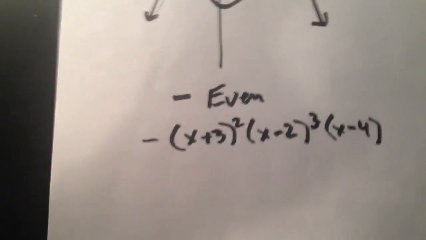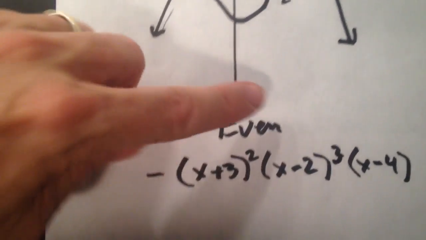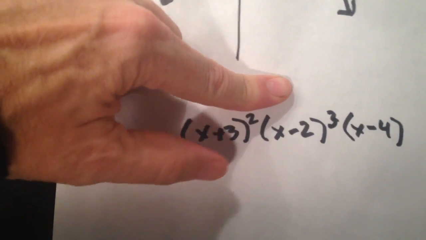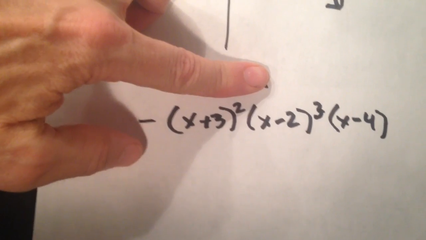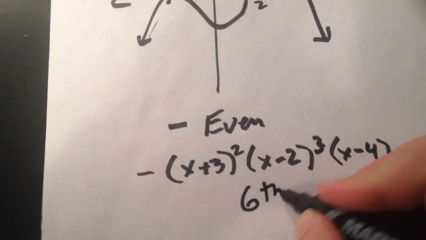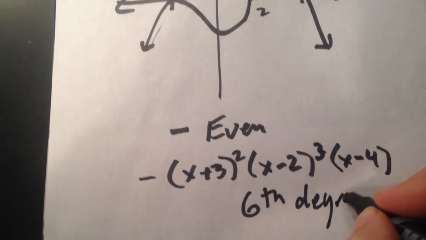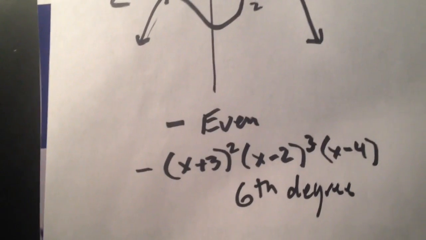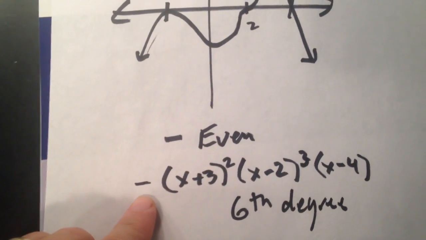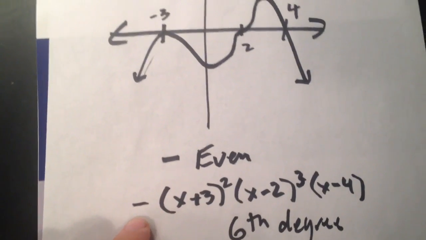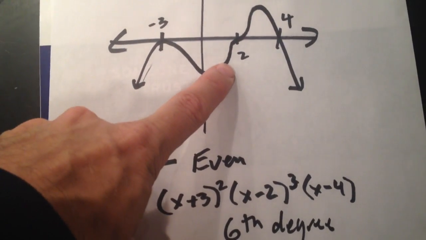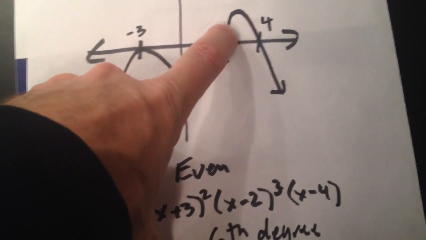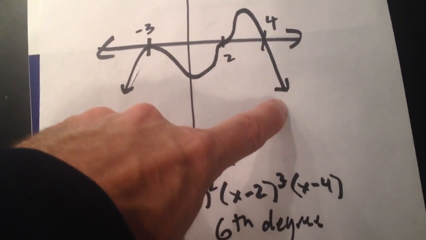And this is nice too because this works in reverse. If you were given this formula, you could say, oh, I know I'm going to have a double root here, a triple root here, a single root here. That makes it the 6th power. So once again, this is 6th degree. So we know we're either going to start high and end high, or start low and end low. And because there's a negative out front, we know we're going to start low. We're going to go up to the 3. We're going to come back down. We're going to go up to the 2. We're going to wiggle through the 2. We're going to end up on the other side. We're going to come back down through the 4 and then end low again.